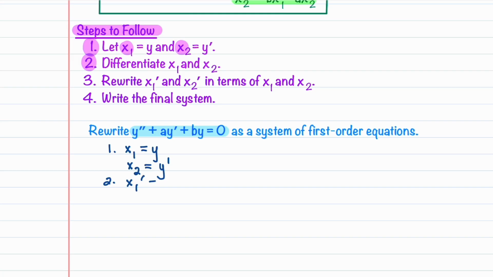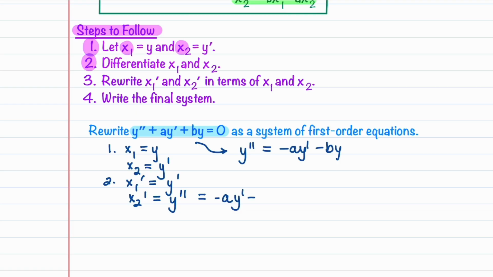x1 prime is going to be equal to y prime, and then x2 prime is going to be equal to y double prime. Let's notice from this equation that we can solve for y double prime, and it's equal to minus a y prime minus b y. So we go ahead and plug that in. So now x2 prime is minus a y prime minus b times y.